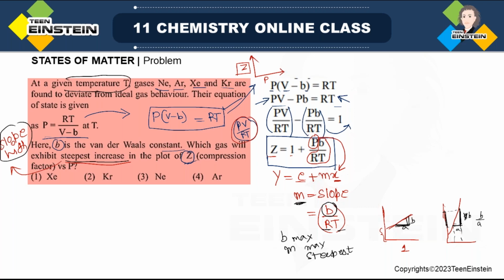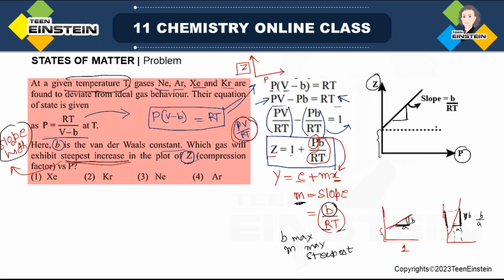Fine. So now look at this graph. We have taken Z in the y-axis. We have taken P in the x-axis. This is intercept 1. And if you take any two points, basically you will get the slope. But slope is basically b by RT, where only b is variable. So when b is very, very high, it will be very steep. That is, the nature of the plot will be very steep. Now b high, how will you understand?